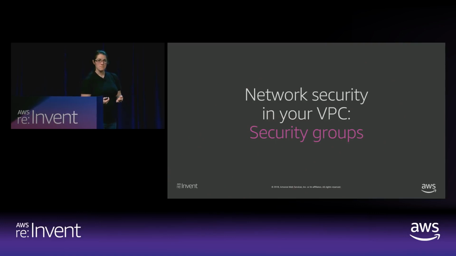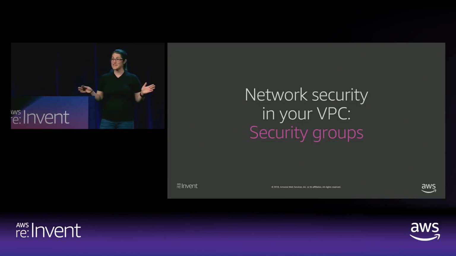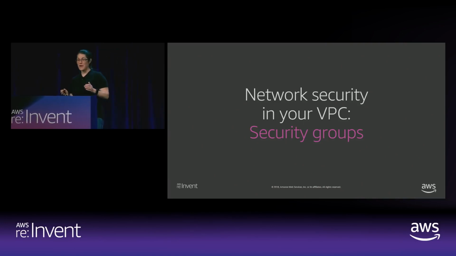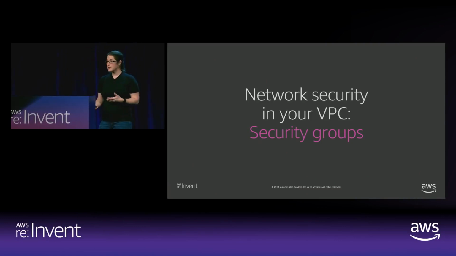Cool. But you don't want to just get traffic from anywhere, right? There's a lot of stuff out there. So that brings us to network security. And in VPC, you've got a powerful yet simple tool in the form of security groups. And in a traditional data center, you would achieve the same kind of thing using firewalls.